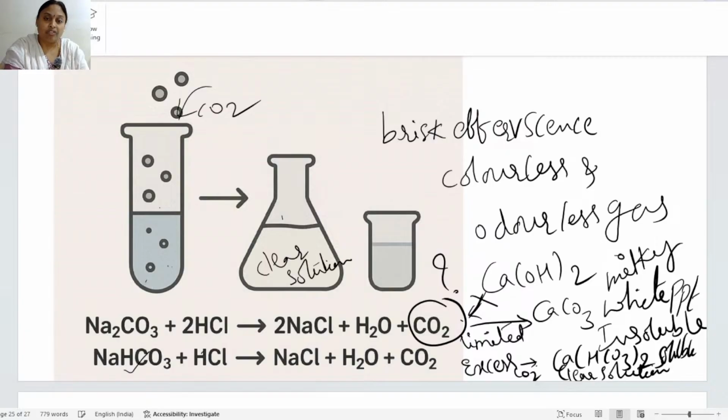Calcium hydrogen carbonate is formed, it is there in the textbook. Instead of that, I have taken sodium carbonate and sodium hydrogen carbonate here. In both cases, we are getting salt and water along with carbon dioxide. Okay, so this is about metal carbonates' reaction with the acids.